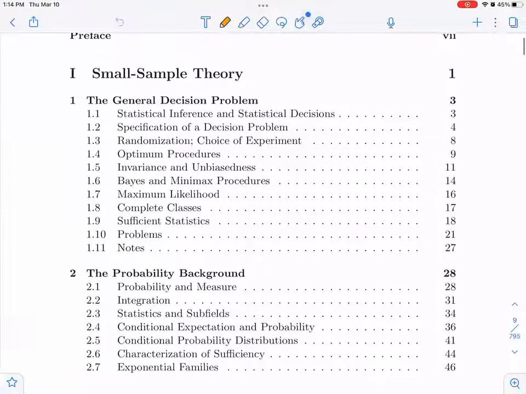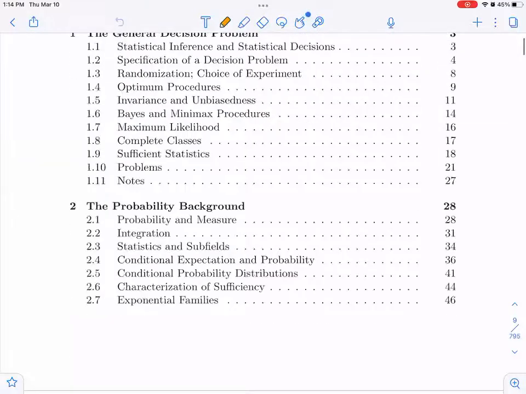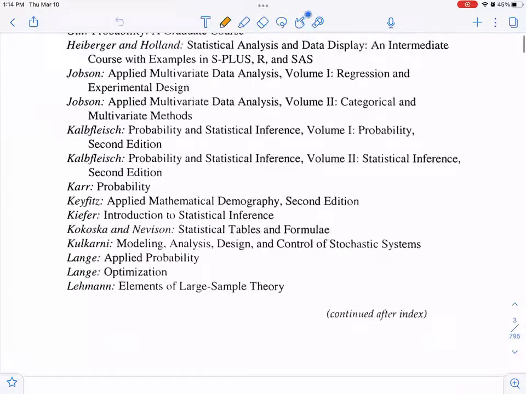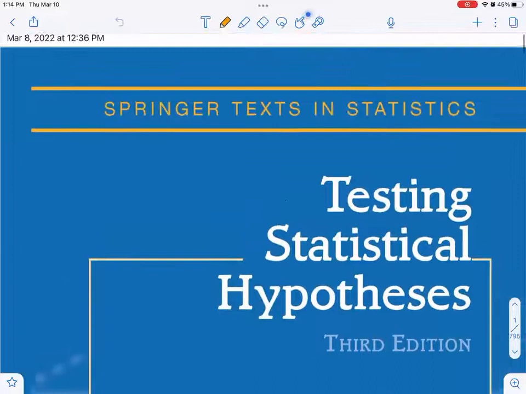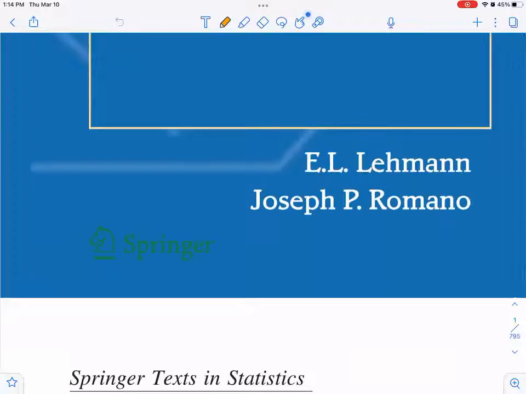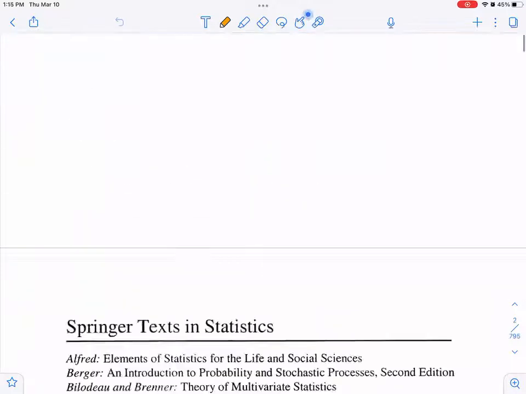So now I want to go back and see if I can talk a little bit about revisiting the idea of UMP and UMP unbiased. There are different things that we can talk about here, but this is from the book by Lehmann and Romano. It's a very nice book, and I believe you can download it from Springer if you have a UCLA account.